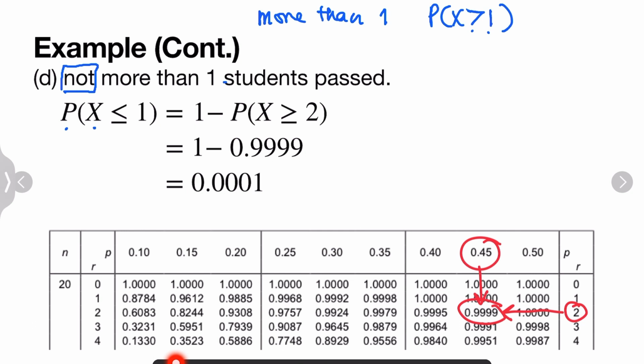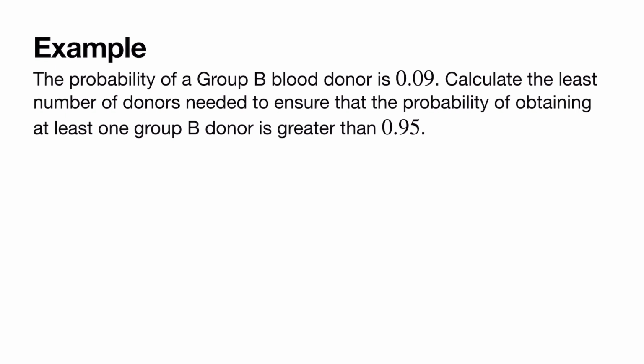Okay? So we have the probability of a group B blood donor, which is 0.09. Okay? Calculate the least number of donors needed to ensure that the probability of obtaining at least one group B donor is greater than 0.95. Okay. So then what we going to do? Apa yang kita nak kena buat sebenarnya? Okay, read again. The probability of a group B blood donor is 0.09. Calculate the least number of donors. Maksud dia nak cari N. Okay. So what is 0.09 just now?